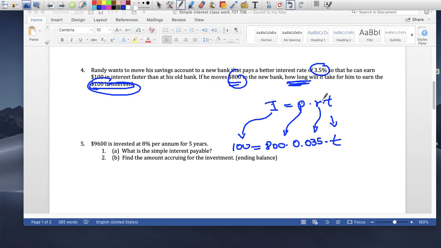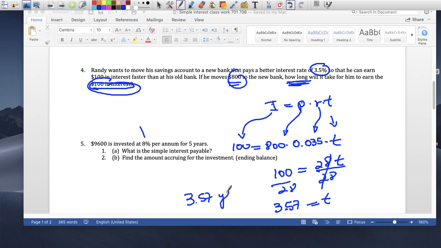So I had 1, 2, 3, 4 variables. I know the value of I, P, and R, but I need to find T. So this is an easy question. So 100 equals, and we're going to multiply 800 times 0.035, and that's going to give us 28. 28t. Now divide this by 28, divide this by 28, and 100 divided by 28 equals 3.57, and the time is in years, so it's going to be 3.57 years. We can leave it as that. Okay.